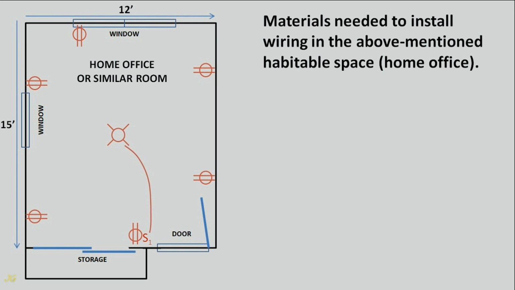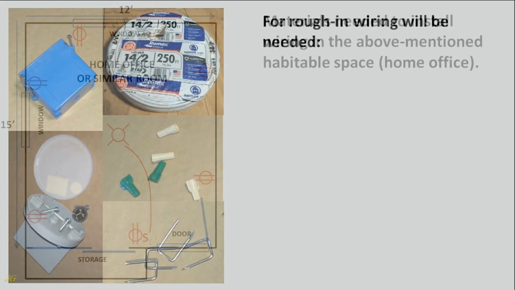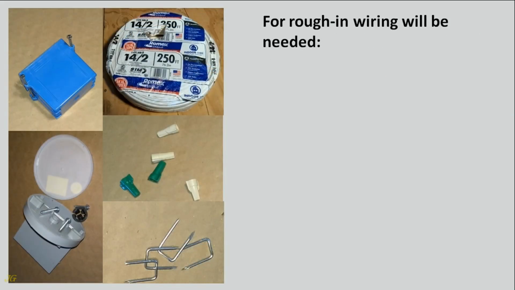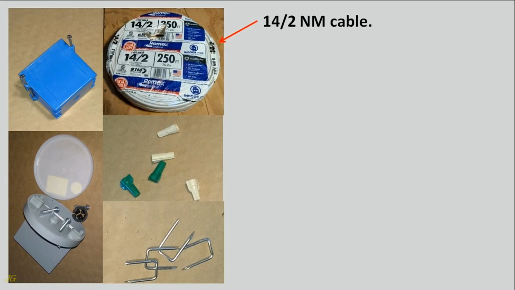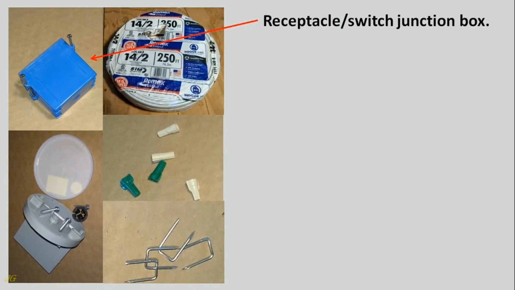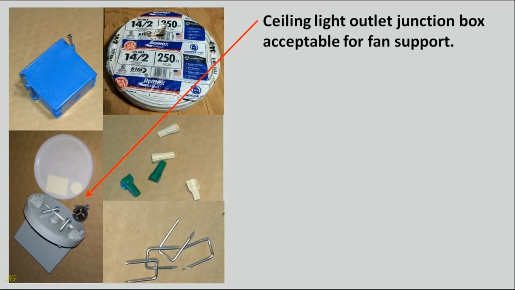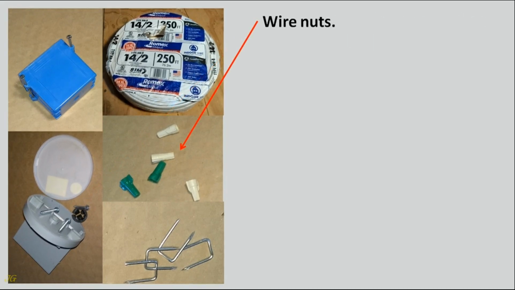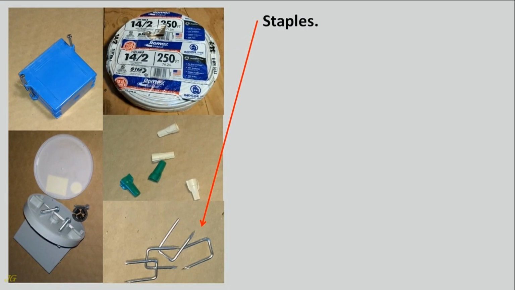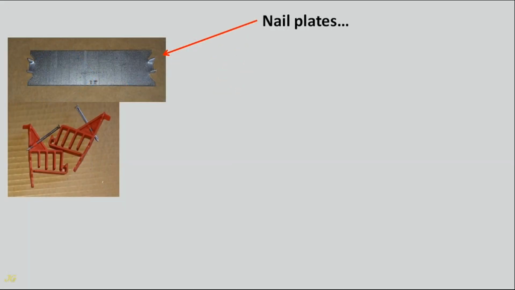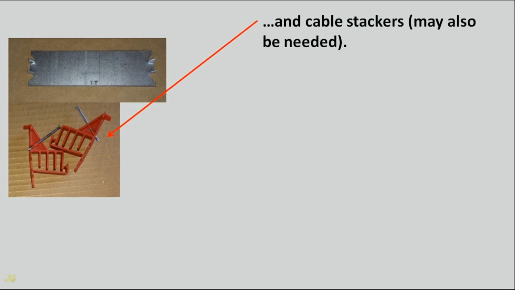Materials needed to install wiring in the above-mentioned habitable space, home office. For rough-in wiring will be needed 14/2 NM cable. Receptacle, switch junction box. Ceiling light outlet junction box acceptable for fan support. Wire nuts. Staples. Nail plates. And cable stackers may also be needed.